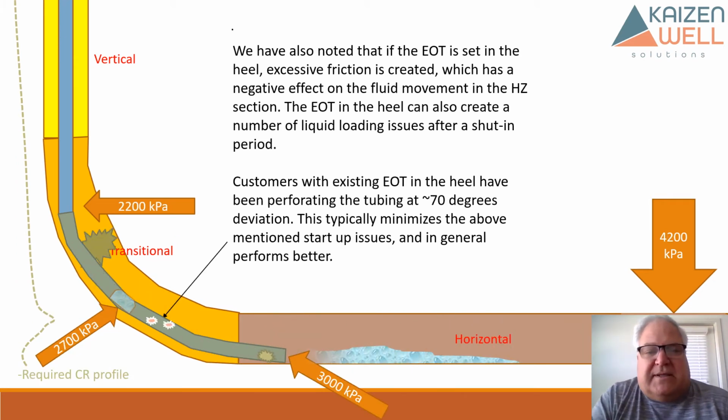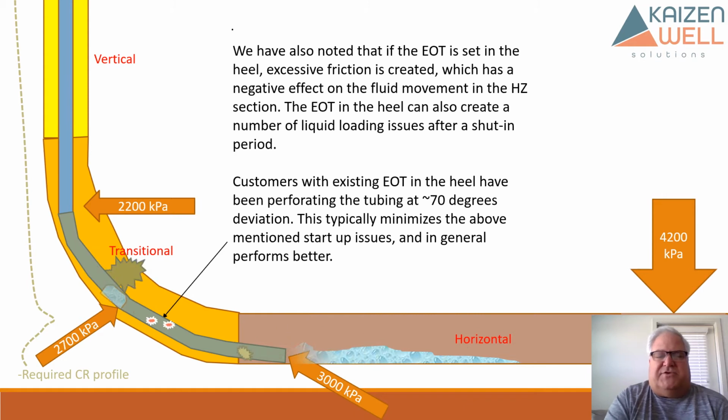A very interesting thing that we learned early on is that end of tubing makes a huge difference in the way these wells produce.